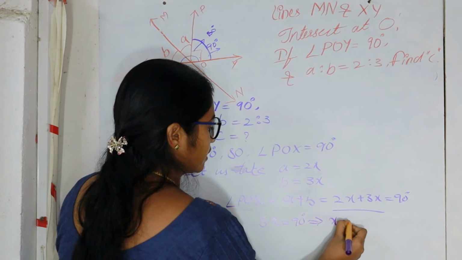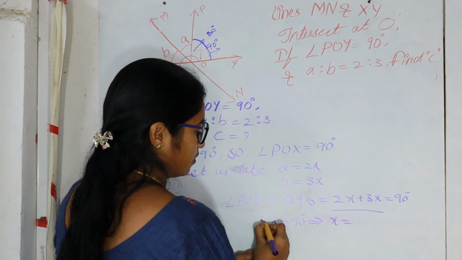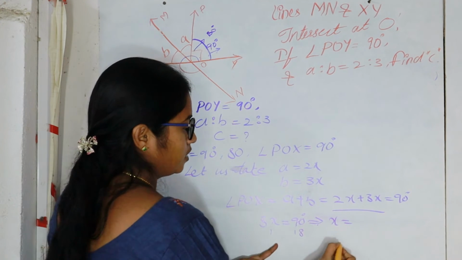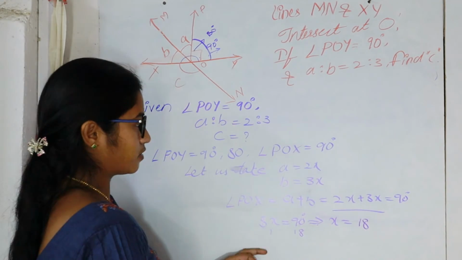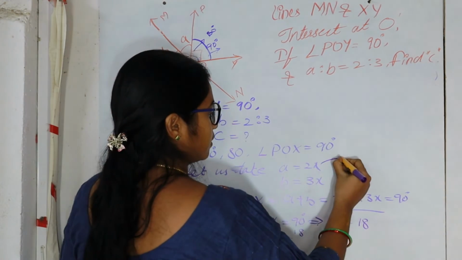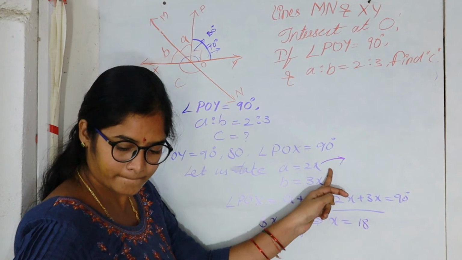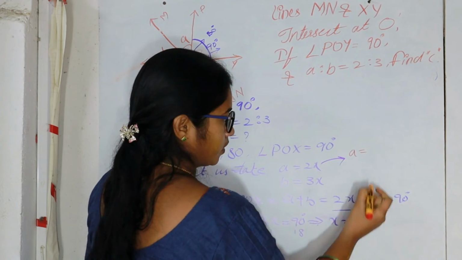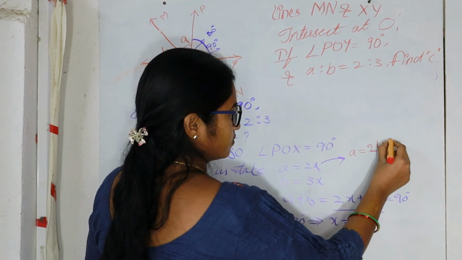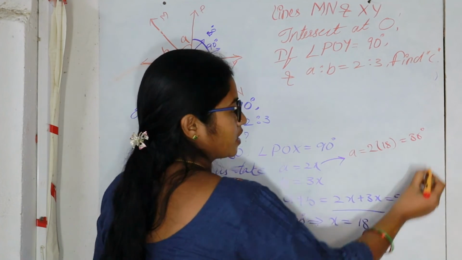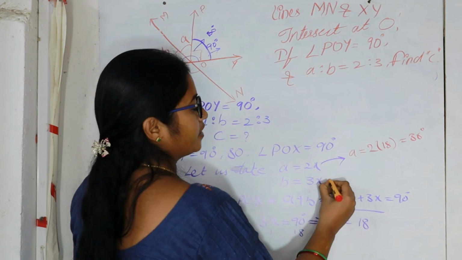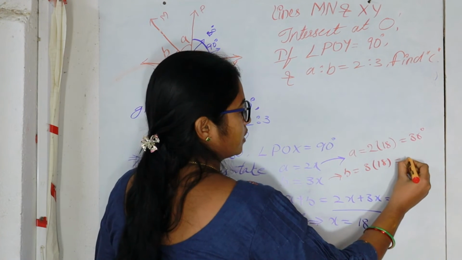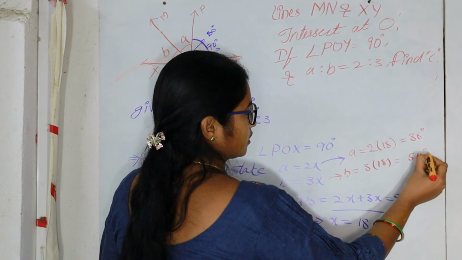And then x equals how much? 5 ones are 5, 5 eights are 40. So x value is 18 degrees. Okay, so then A value will become 2 into 18, so that means A value is 36 degrees. And similarly B value is 3 into 18, so that is 54 degrees.